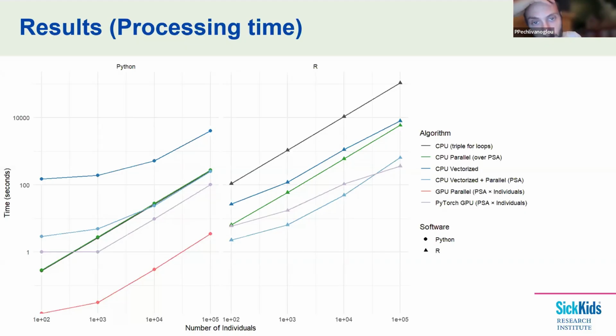On the right-hand side, you have the R results. The triple for loop was the slowest by far. And you can see again that vectorizing improved, and parallelizing over PSAs improved further. Vectorizing and parallelizing was the most efficient non-GPU approach that we used. And then if we were to use Torch, you can see some relative gains once your problem became quite complicated, so at 1,000 iterations and 100,000 individuals. It's only there that we saw the GPU really doing better in an R environment.